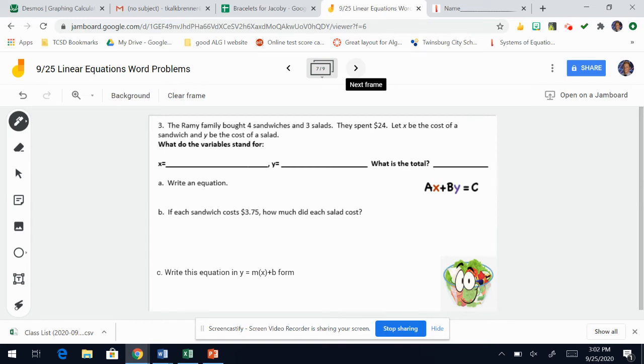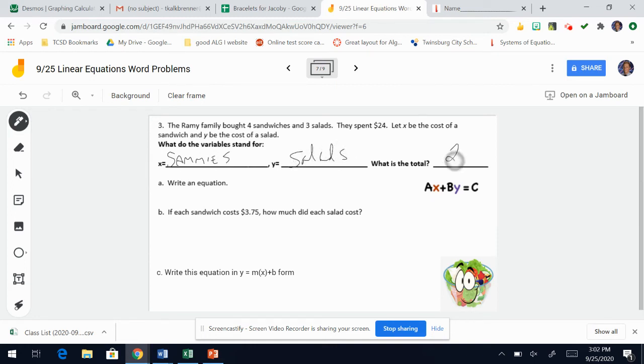The Ramy family bought 4 sandwiches and 3 salads. They spent $24. Let X be the cost of the sandwich and Y be the cost of the salad. So X is what? These are our Sammys. Y is going to be salads.